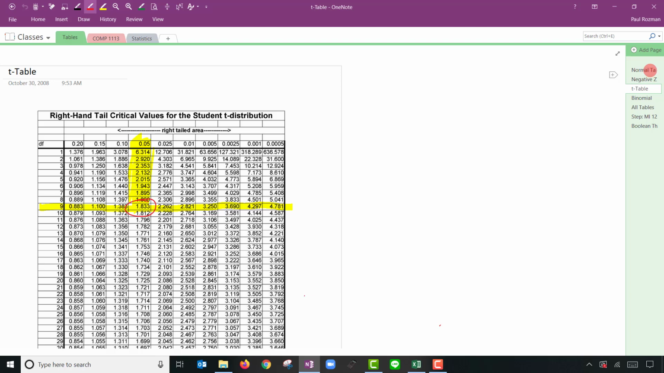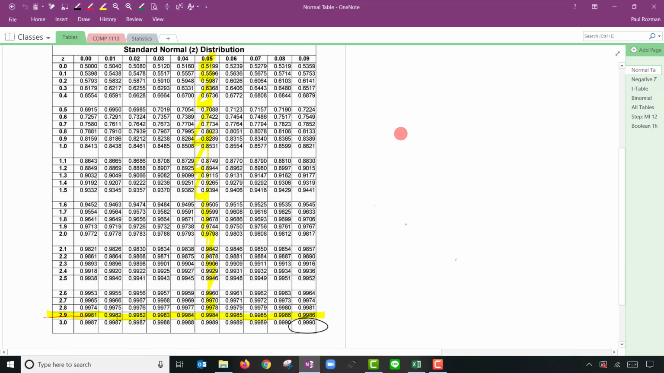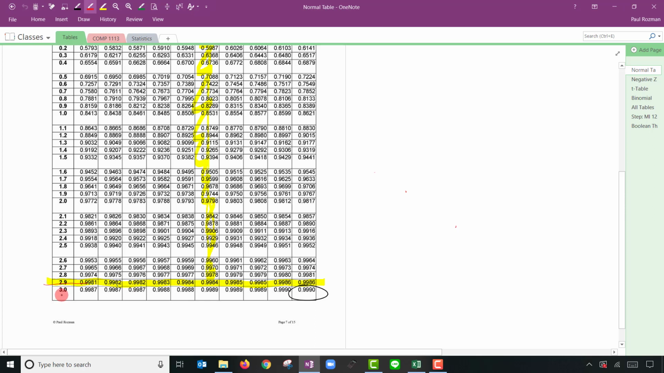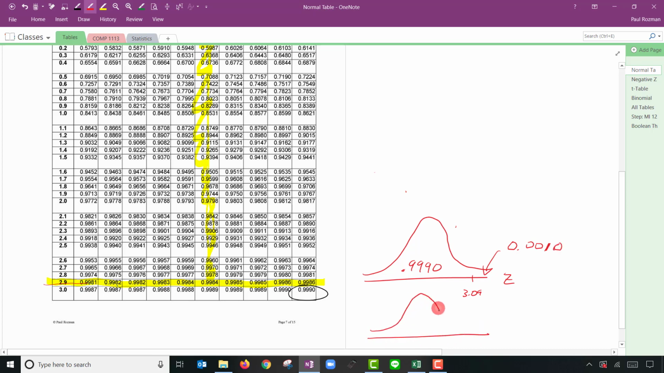Off to our Z table. And our table only goes up to 3.09, and this area is 0.9990. That's the area to the left, remember. So the area up here is 0.0010. So for our value, 3.34, I don't know what it is, but it's got to be smaller than this.